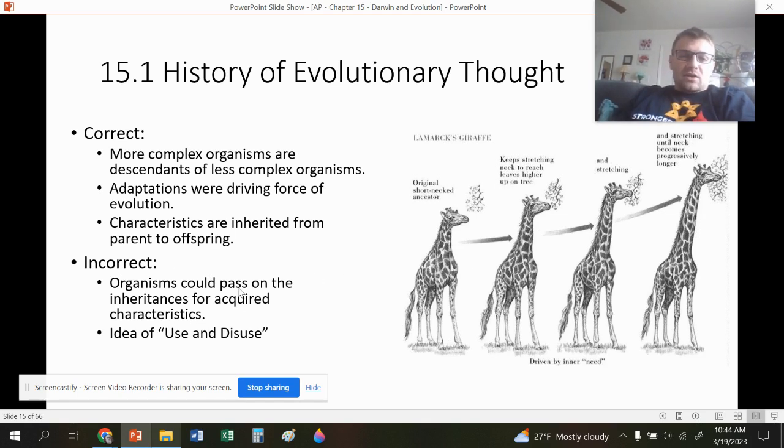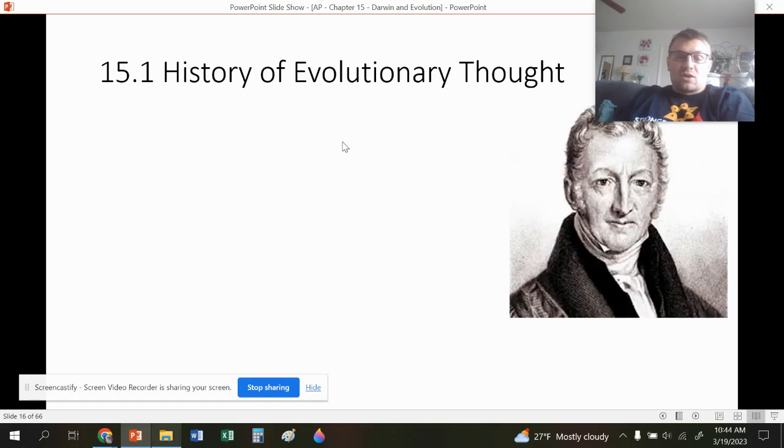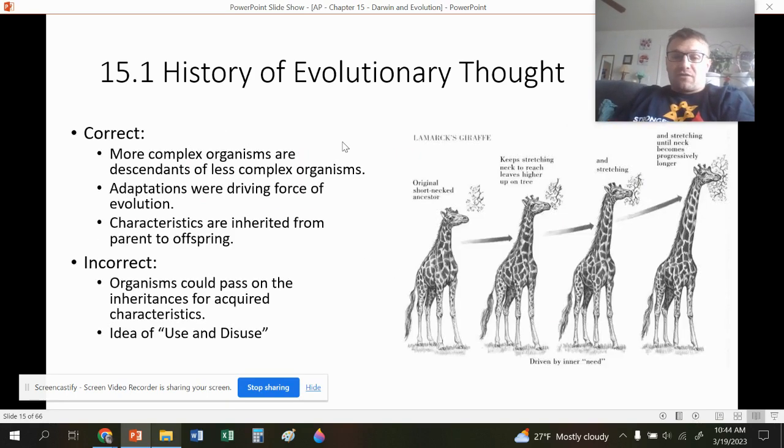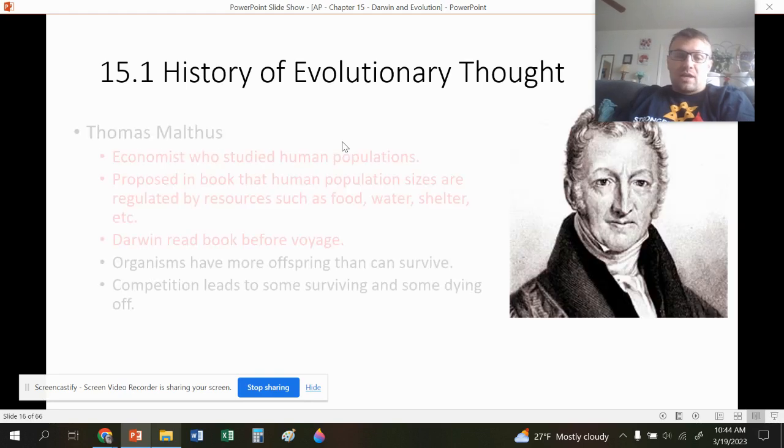The way that he was incorrect is that he thought that organisms could pass on acquired characteristics. This is the idea of use and disuse, where you can see this giraffe elongating its neck after every generation and passing on those acquired characteristics. So this would be like if you have your arm cut off, then you would have a kid without an arm. And this obviously doesn't happen, but this is what Lamarck thought: if an organism used an appendage more, it would be passed on to the next generation, again use and disuse.